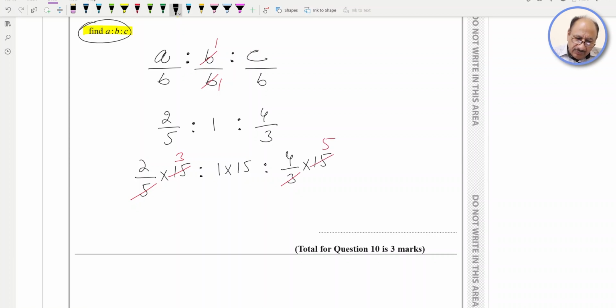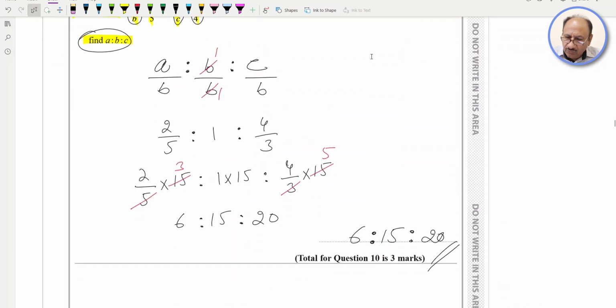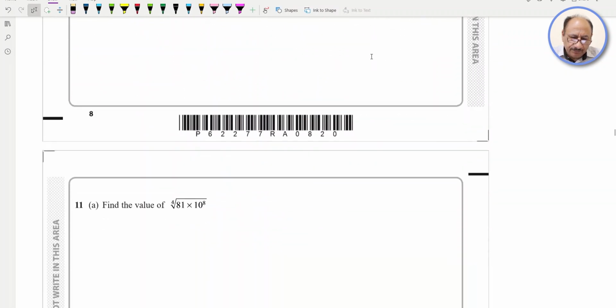Now we will be multiplying 2 into 3, which will be 6, ratio this will be 15, and ratio this will be 20, and this will be our final answer. 6 ratio 15 ratio 20. This will be the final answer for this question. Hopefully you understood this. This was a 3-mark question.